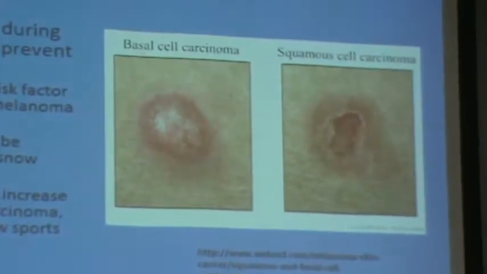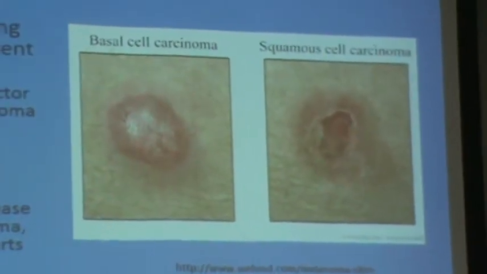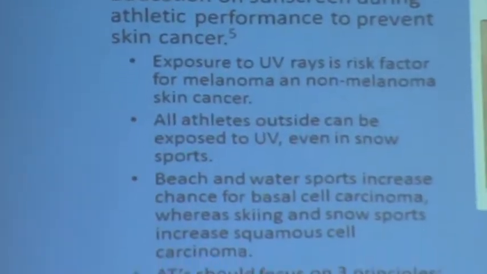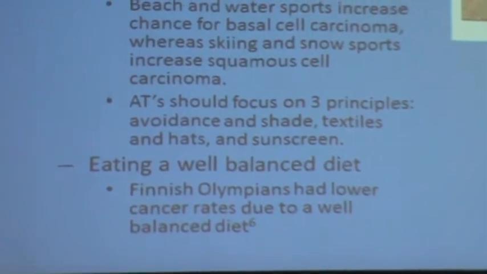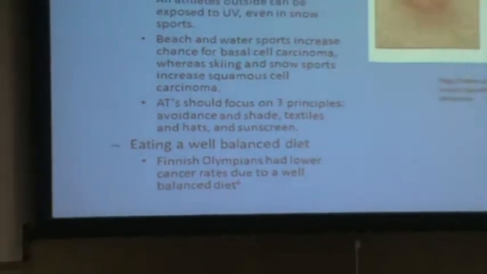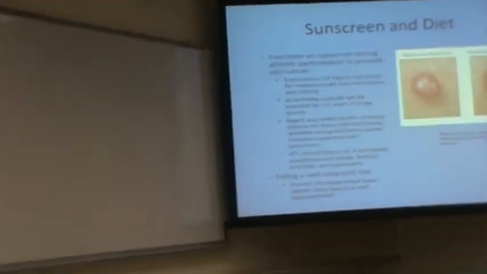ATs should focus on three principles: avoidance in shade, textiles and hats, and sunscreen. Also, eating a well-balanced diet. Finnish Olympians had lower cancer rates due to a well-balanced diet, low sodium, lean meats, stuff like that.